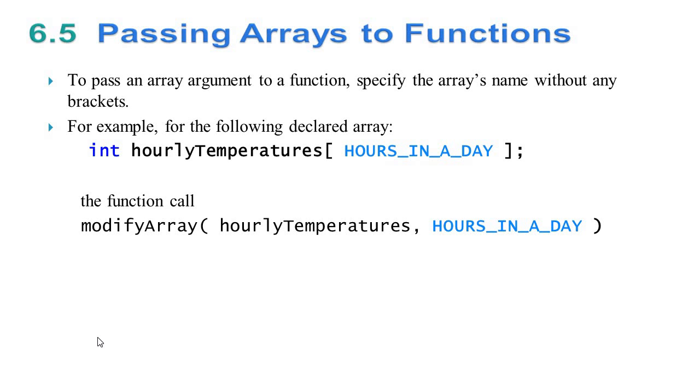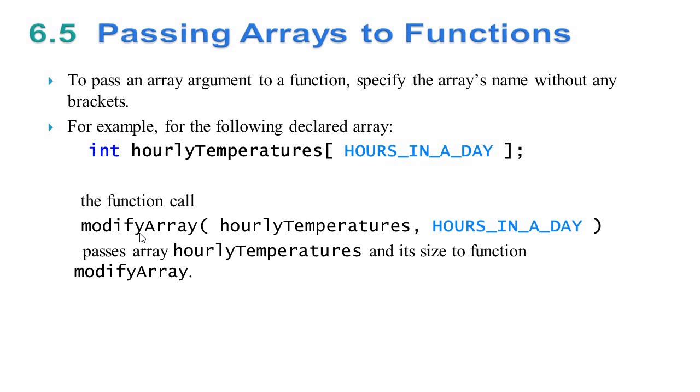Now this is my function call, and the name of my function is modify array. You can see over here this is hourly temperatures, which is the name of my array, on which I want to perform some operation. And this is the size of my array. Over here you can see the name of the array and the size of the array that I am passing to this function call. So this passes this particular array and its size to the function modify array.